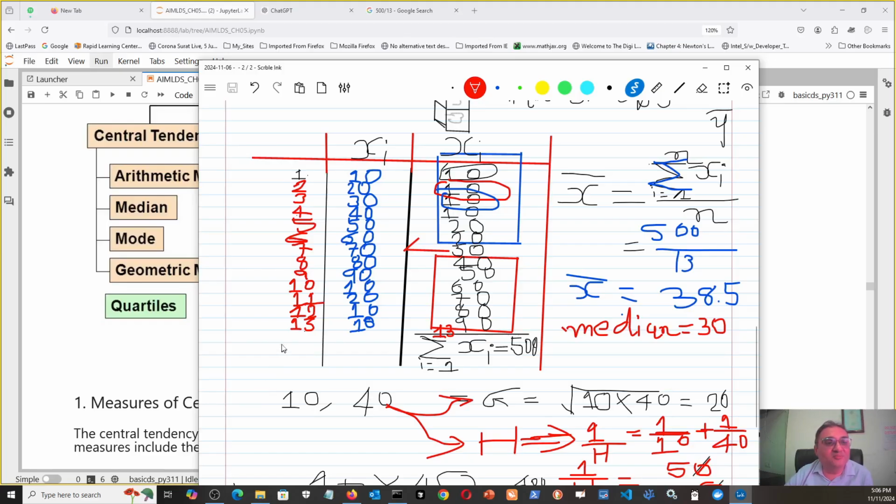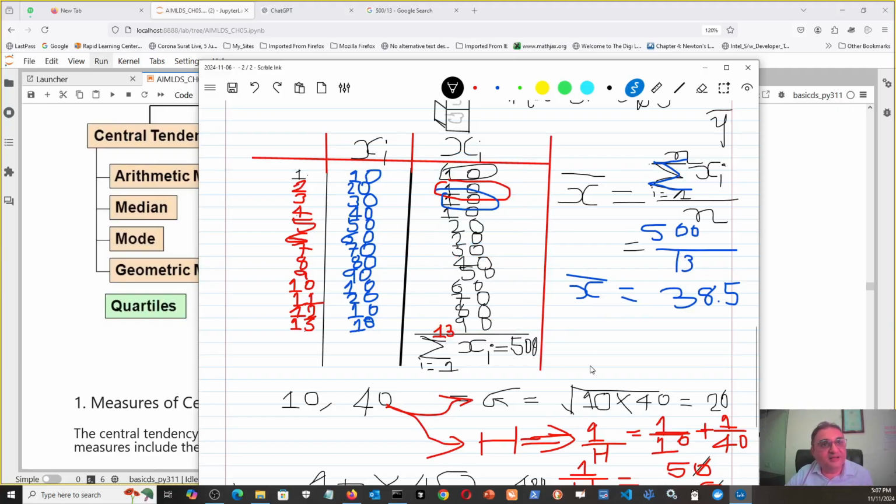What to do if the number of observations is even, say 12? Because then what will happen? If I say there are 12 observations, that means this last one is not there. So in that case, what will I have to do? Let me clear this again. The median was 30, please remember. Let me clear all the math. And the mean was 38.5. Remember that, and the median was 30. Let me clear all this math. And suppose this last observation was not there.